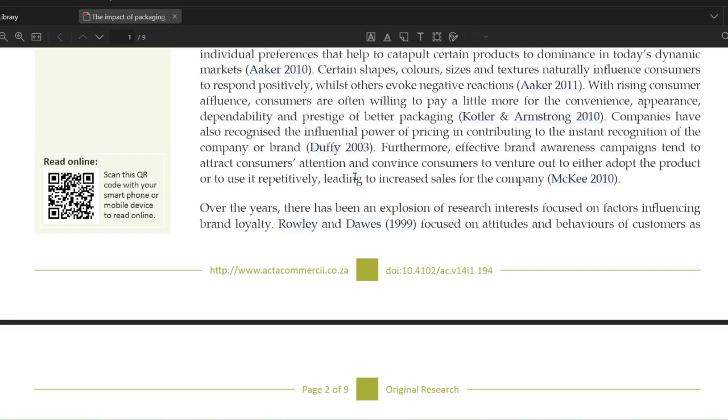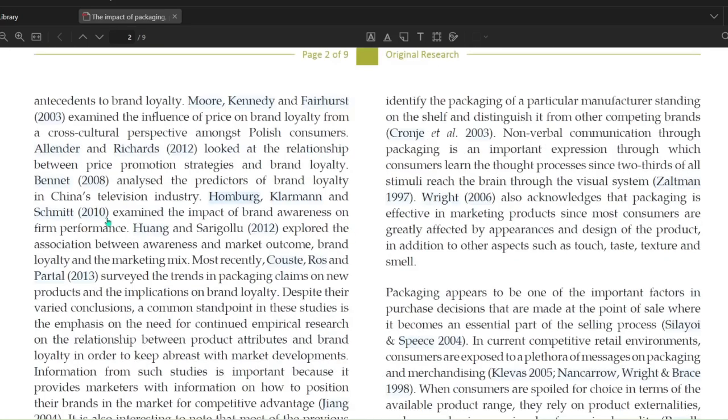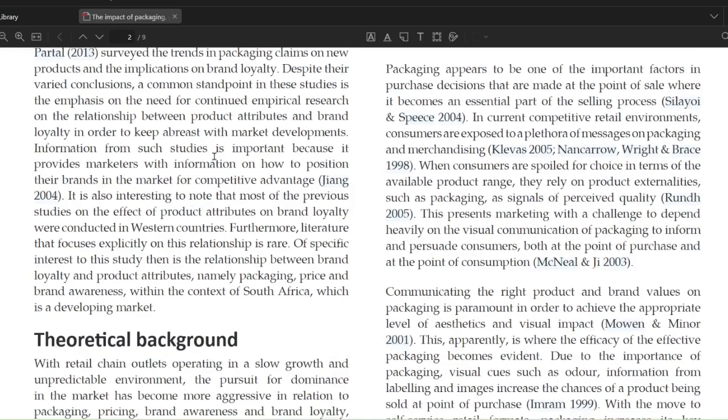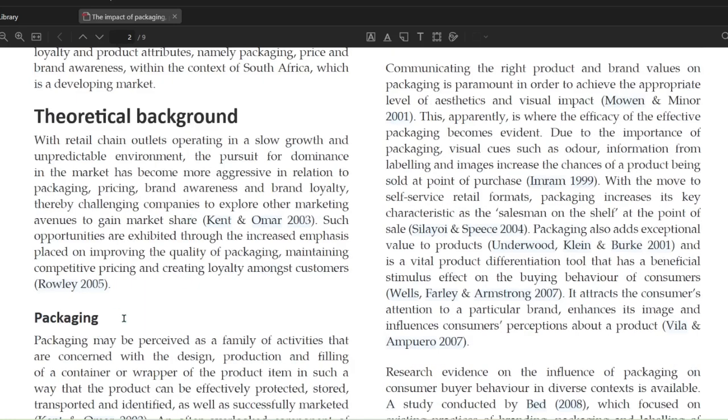Here they have written background information and all the related materials. Then the theoretical background. In this section, they have written about all four constructs: products, price, packaging, brand awareness and brand loyalty.